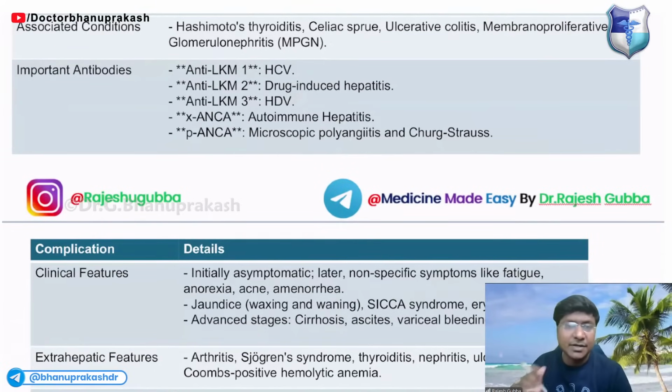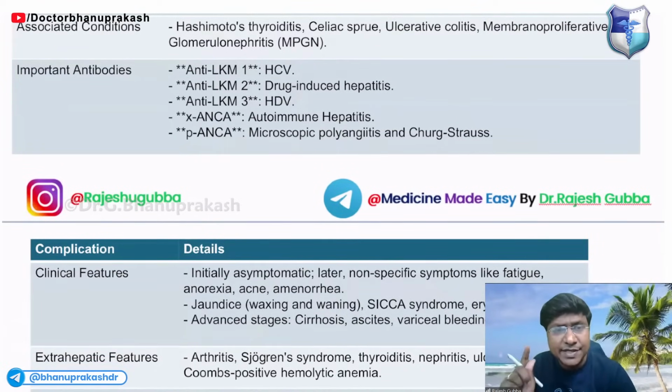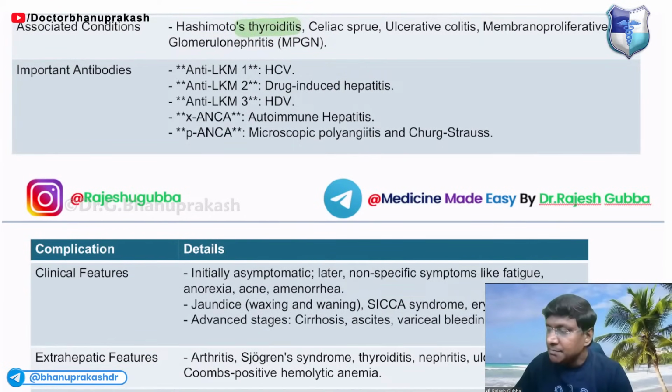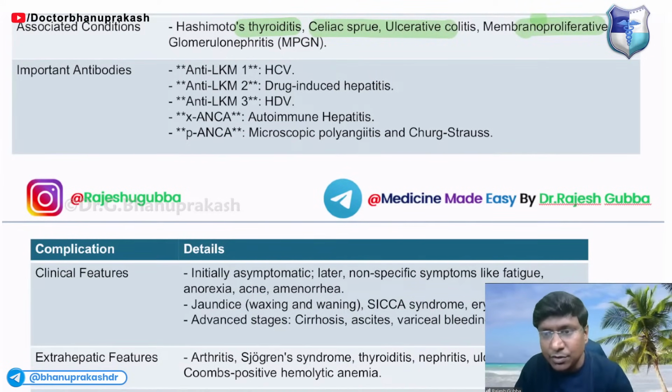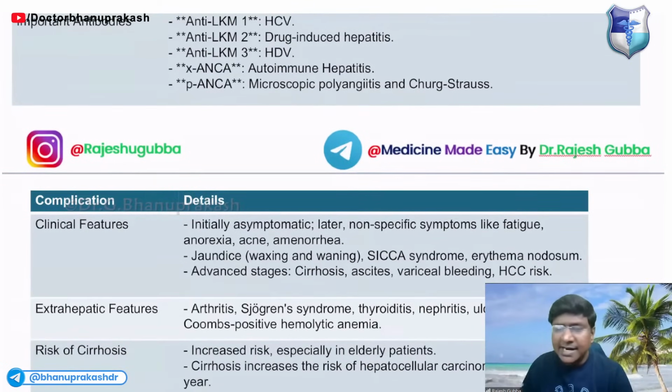And always remember, autoimmune hepatitis is associated with other autoimmune conditions. What are the other autoimmune conditions? Like hypothyroidism, Hashimoto's thyroiditis, malabsorption syndromes like celiac disease and ulcerative colitis, and renal pathology, that is membranoproliferative glomerulonephritis. Right? And regarding anti-LKM 1, 2, 3, already I have discussed.